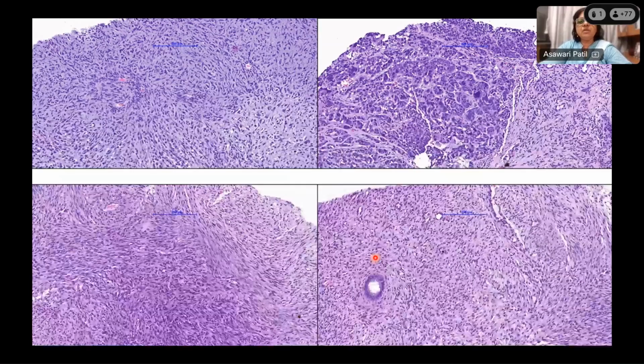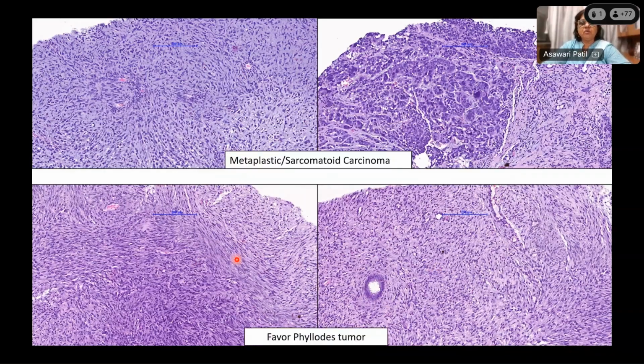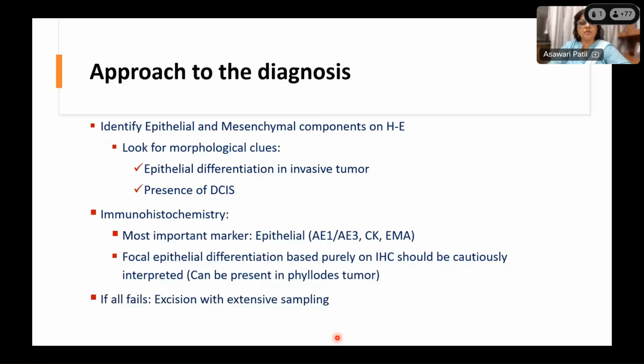So this is just what I'm showing. This one is a metaplastic carcinoma at the top, and this is a phyllodes tumor. You can see the benign-looking ducts. So these are phyllodes tumor areas, malignant phyllodes tumor. So the top two are metaplastic, the bottom two are phyllodes tumor.